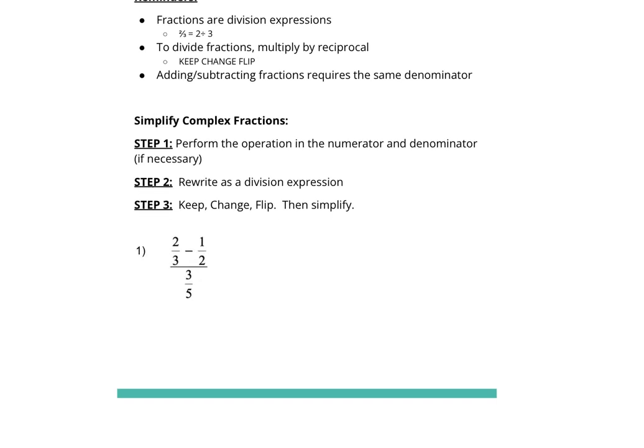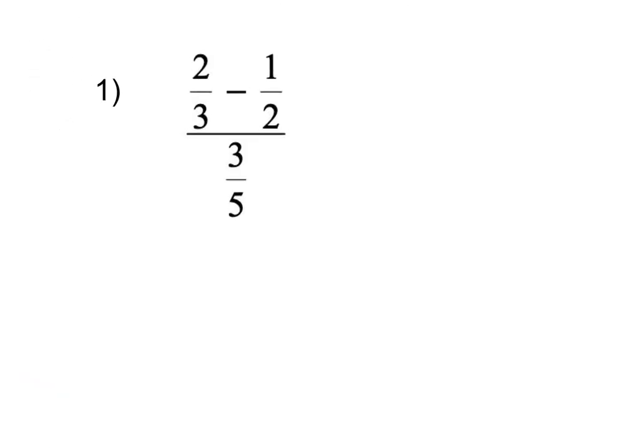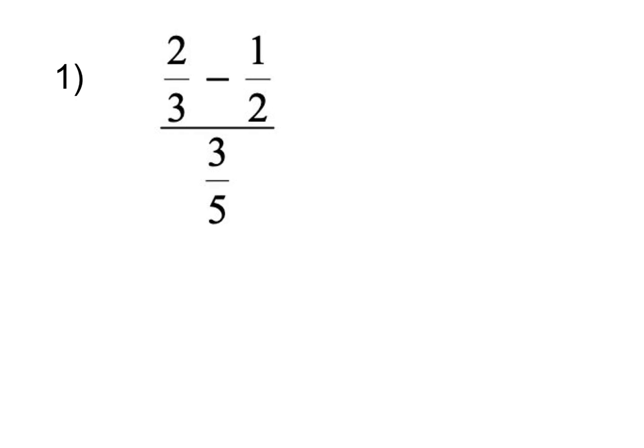So let's look at an example here, okay? This is our first one. This is a complex fraction. It's complex, hence in the name. It has fraction, fraction, fraction, fraction. Okay, we have 2/3 minus 1/2 over 3/5.